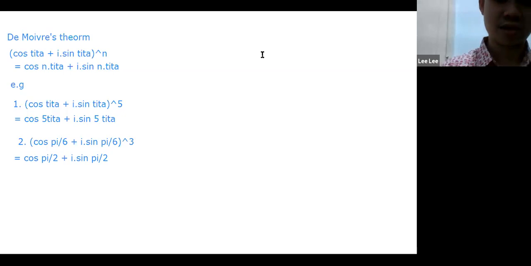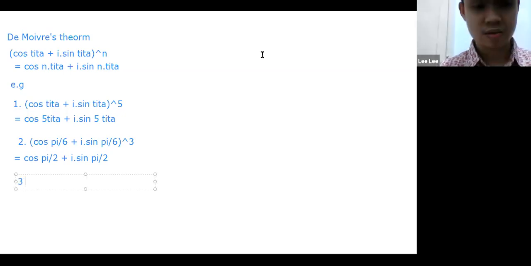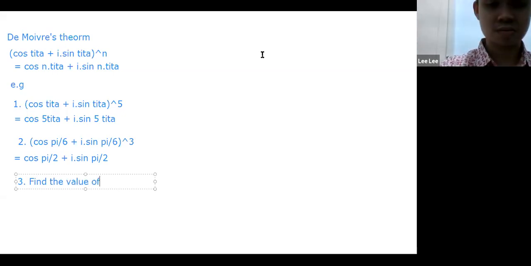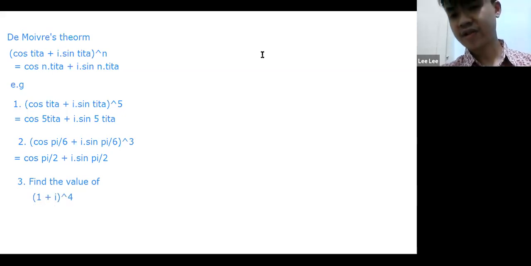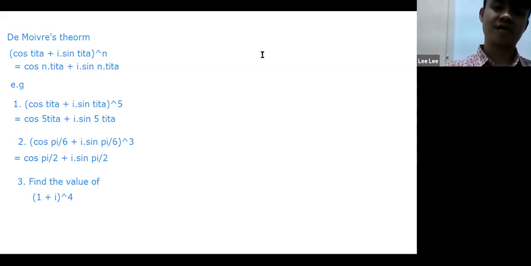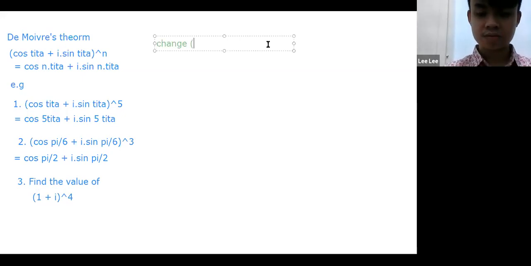Let's say this: find the value of (1 plus i) to the power of 4. If you want to use de Moivre's theorem, you should change to polar form first. So we change 1 plus i into polar form. Remember to change to polar form.